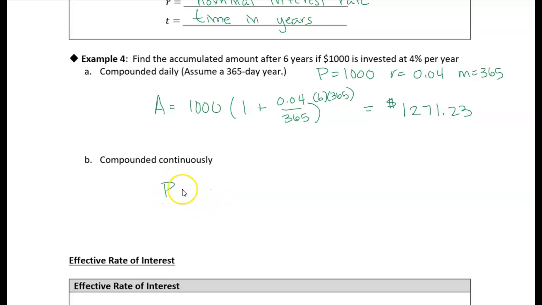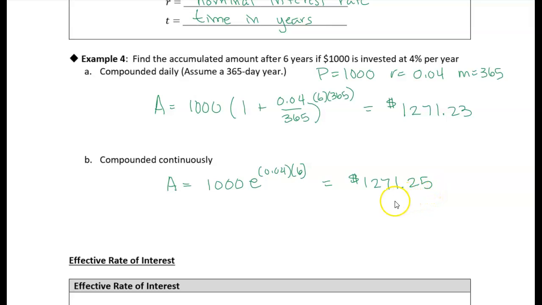So we're just going to use our continuously compounded interest formula, Pert, right? The accumulated amount is equal to the principal, P, e to the R, 0.04, times T, 6. That's also something I can put into my calculator, and I'll get $1,271.25. So compared to compounding daily, it's only going to earn you a couple more pennies.